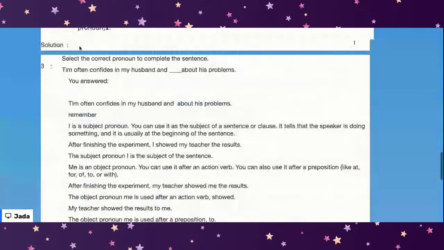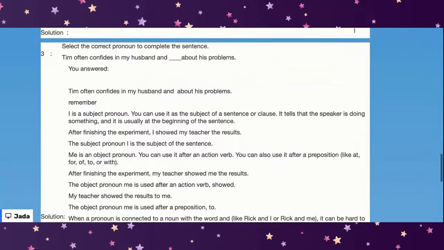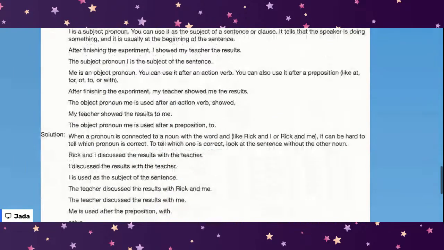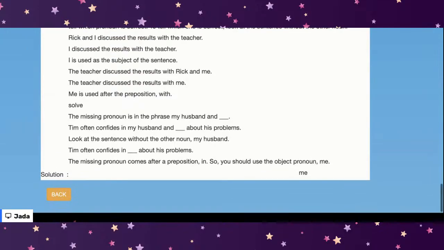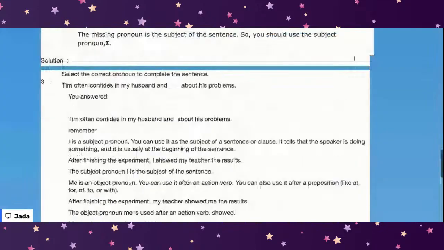Tim often confides in my husband and Dash about his problems. So is it in my husband and me, or in my husband and I? So me. Okay. Now let's move on to the test. Share your answers with me. Participate, everybody.